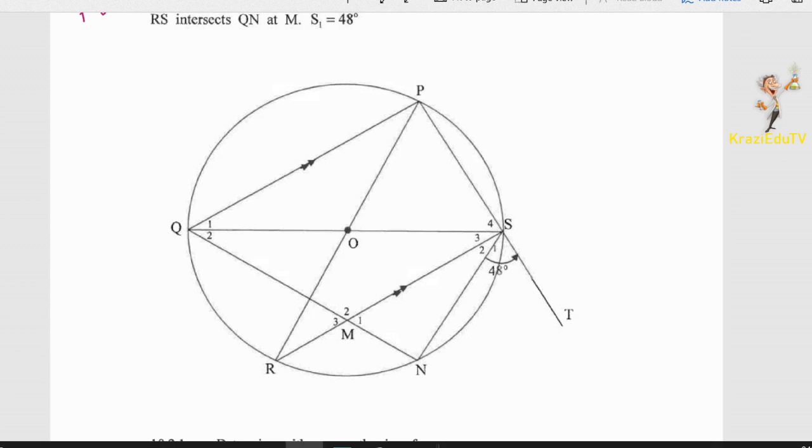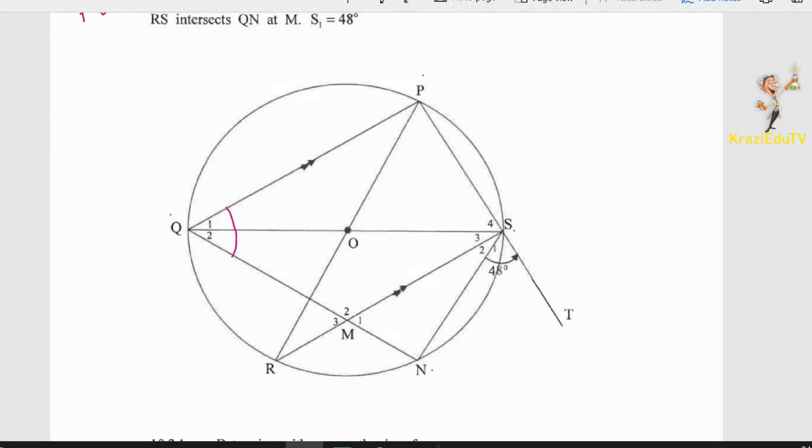QP, alright, QP, SN. It's a cyclic quadrilateral. Alright, the 4 vertices are touching the circle there. Okay? Which means this angle here must be equal to angle 48. Exterior angle of a cyclic quadrilateral.